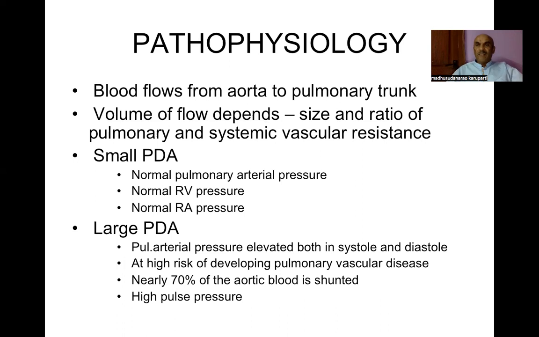Imagine nearly 70% of the aortic blood is shunted across the ductus arteriosus into the pulmonary trunk. Okay, so there is flooding of the pulmonary circulation with this shunted blood from the aorta into the pulmonary trunk. Because of the sudden high volume runoff from the aorta, there is high pulse pressure.